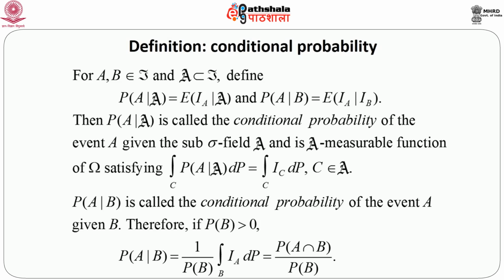Therefore, if the probability of B is greater than 0, from the previous slide we can immediately write the probability of A given B equals 1 by probability of B times the integral over B of I_A dP, because we have defined this in terms of the expectation of indicator functions, which equals the probability of A intersection B divided by the probability of B. So now we have seen that this is the definition that we know for conditional probability, but we need some mathematical sophistication to arrive at this definition.